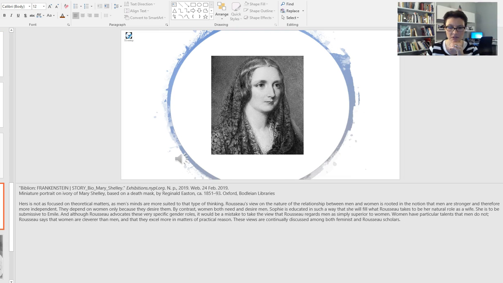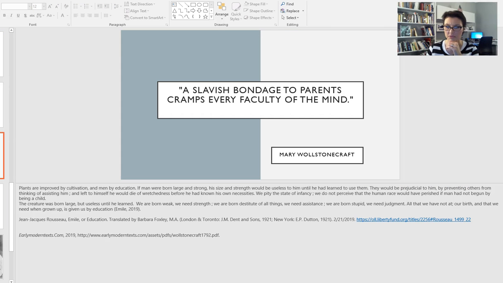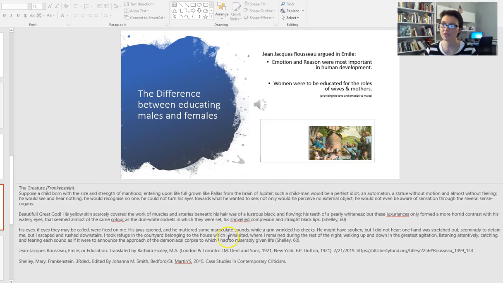And then you talk about, which one is it? Where was it? Oh, here. You talk about the difference between educating males and females, yet most everything you talk about in here is about the, if there was a child born that was actually the size of a man, what would it be like? That's not what this is about, and so it's very confusing.